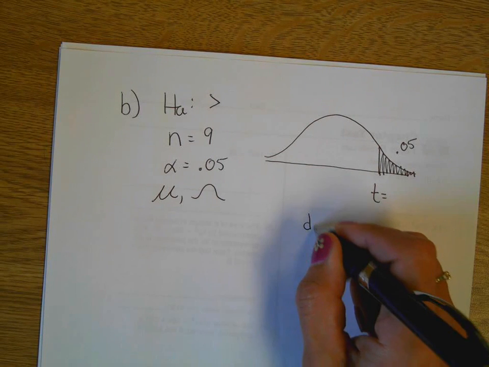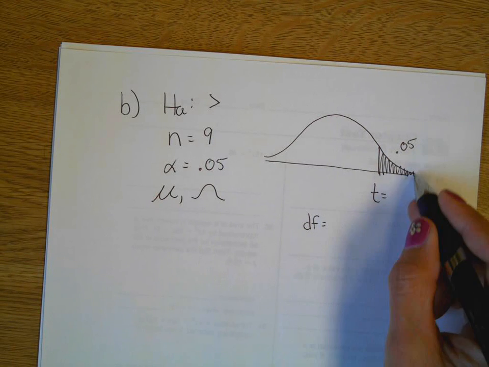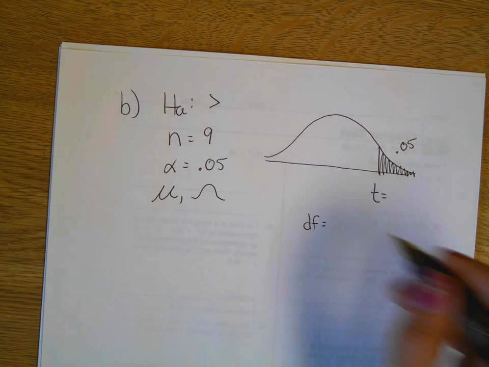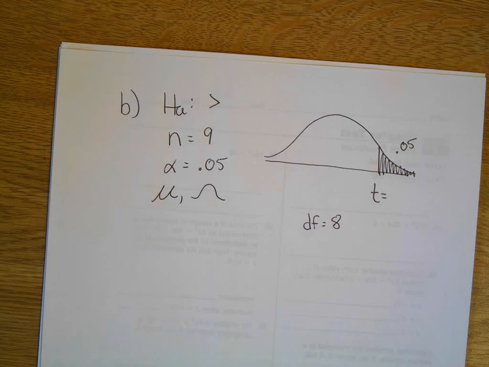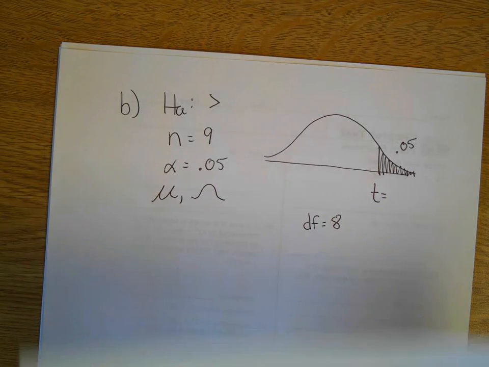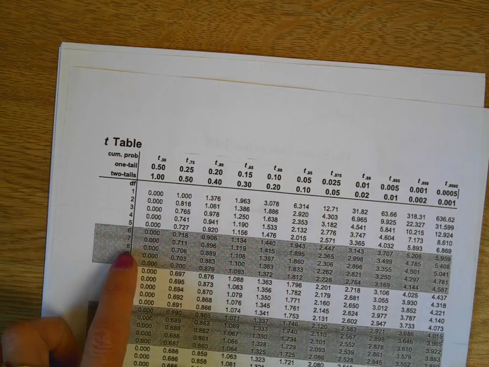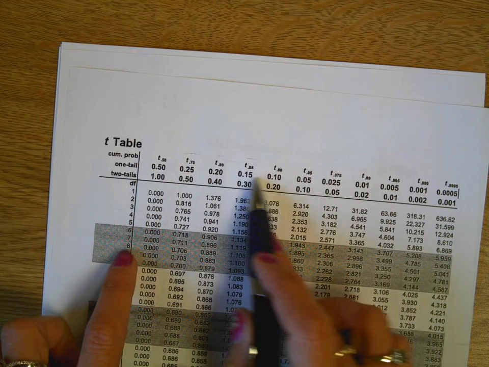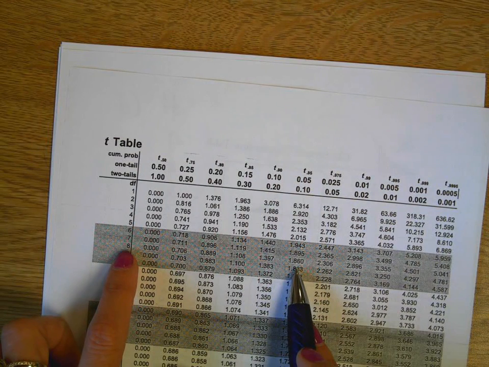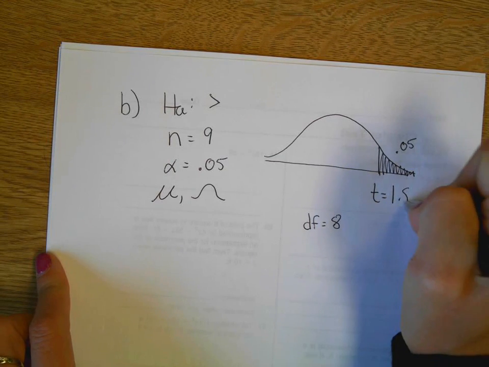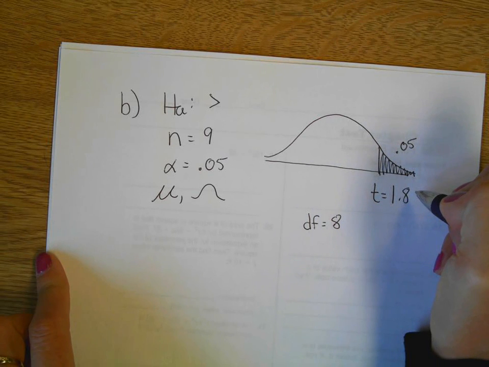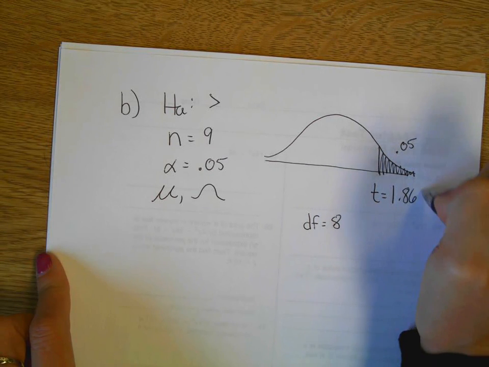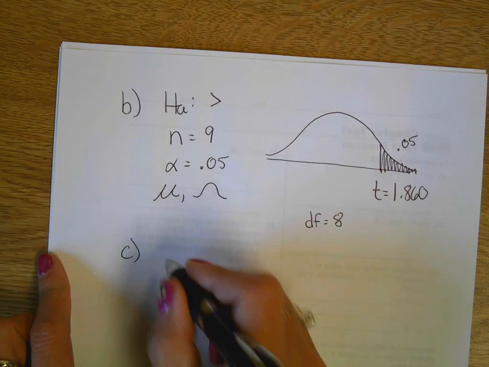So use your df and your one tail area. So df is 8 and one tail with 5%. One tail 0.05. 1.860. Positive or negative? Positive. I forgot the number 8. What did I say? 1.860. Okay, and then our last one is that two-tailed business.